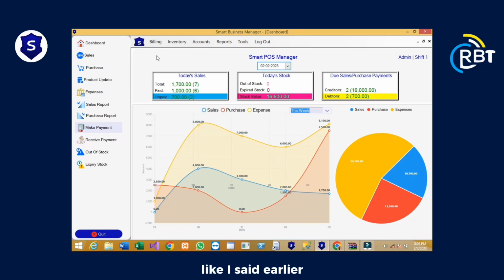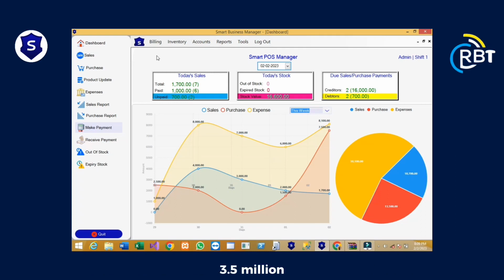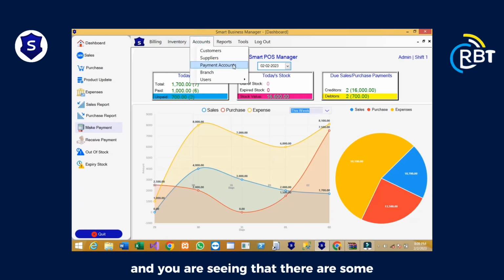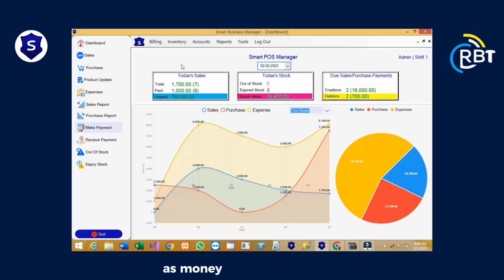Then, like I said earlier, it's very simple, it's very easy, and it's fun to use when you start using it. The beauty part of it is when you look at your phone and you can see that your account balance is reading 3.5 million, and you come here and you see that same account balance is here. It's beautiful. You will love it. It's very enjoyable. As money is going in and out, you are tracking all of that.